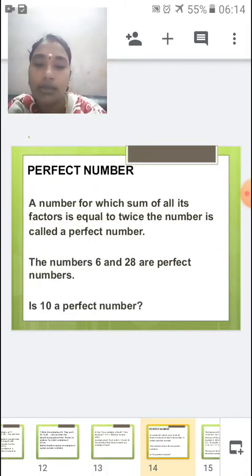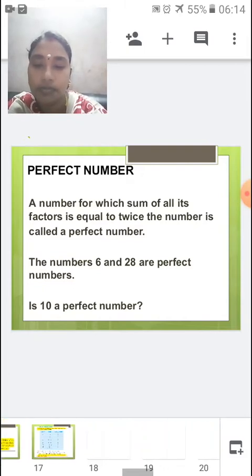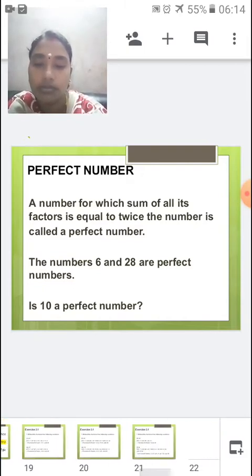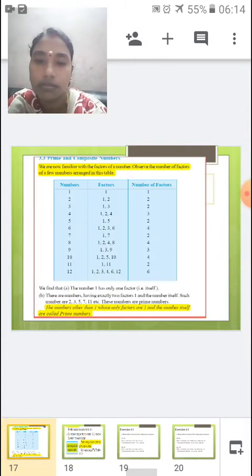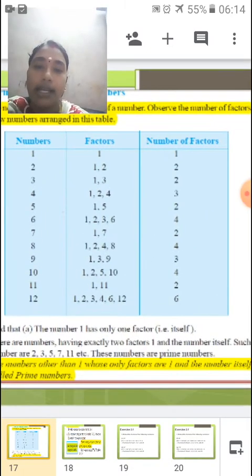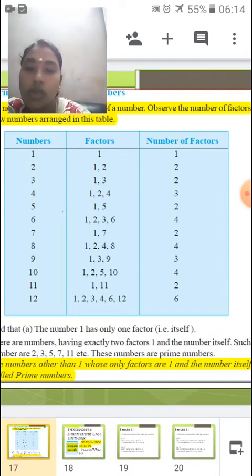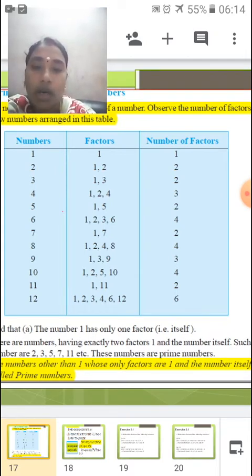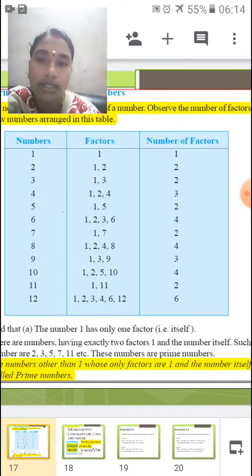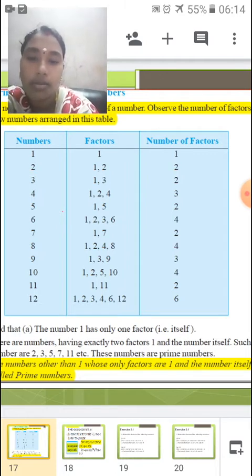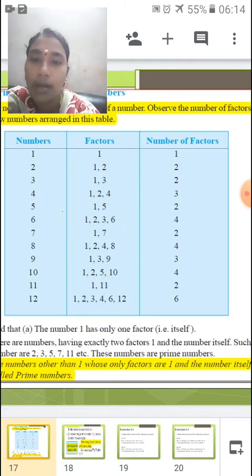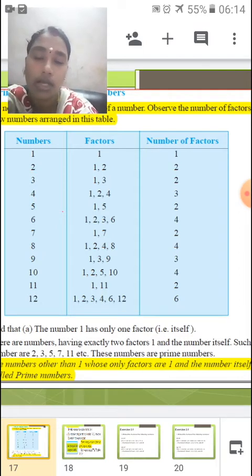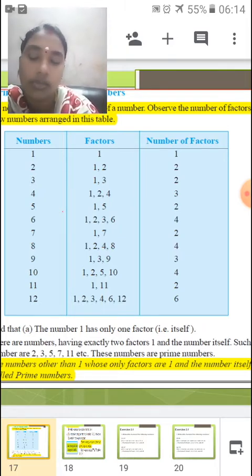Okay, so what is a prime number? So for example, I take numbers 1 to 12. So what is a prime number? The number whose factors are 1 and the number itself is called a prime number. Composite numbers are all numbers other than the prime numbers. The remaining numbers are called composite numbers. That is, they have two or more than two factors.